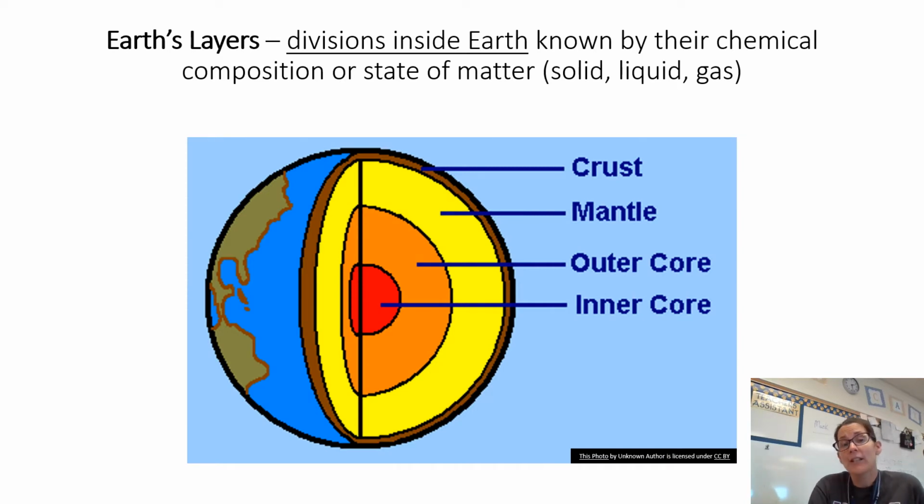So before we can get in here and talk about Earth's layers, we need to learn some vocabulary included in this unit because there's going to be some crazy words that you've never heard before, but they're really fun to say. So the first one we're going to talk about is Earth's layers. This one isn't the fun one to say, but it's still really cool. So Earth's layers are divisions inside the Earth known by their chemical composition or state of matter. Are they solids, liquids, gases? Now we've learned about density, and density has a lot to do with why these different layers are in different places inside the Earth. Okay, we're going to talk more about that later.